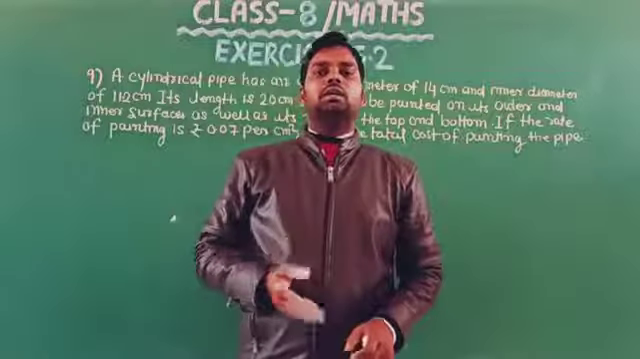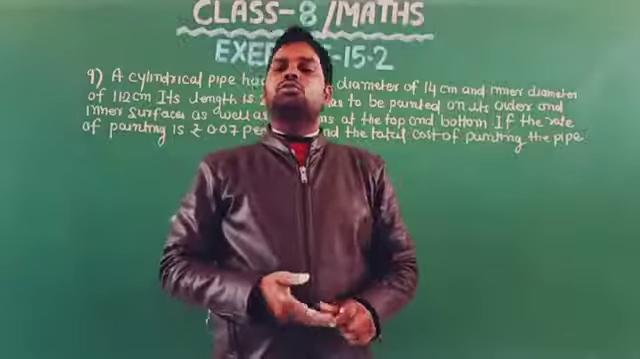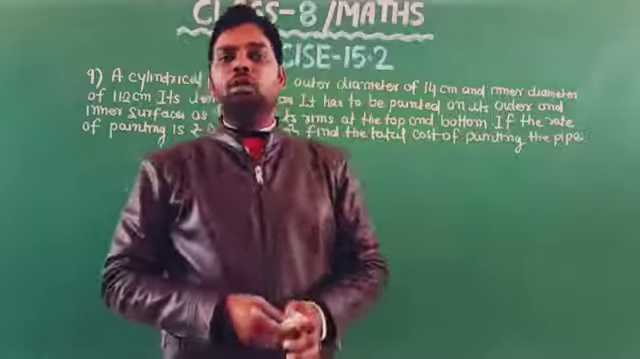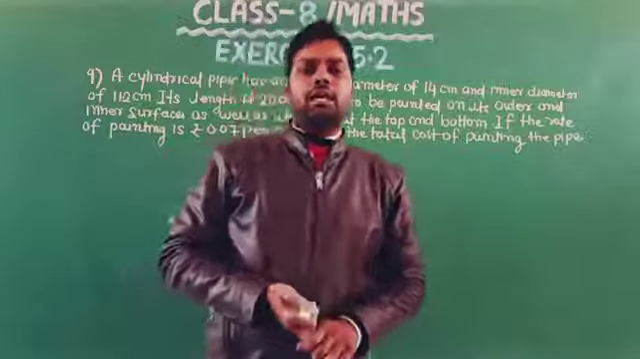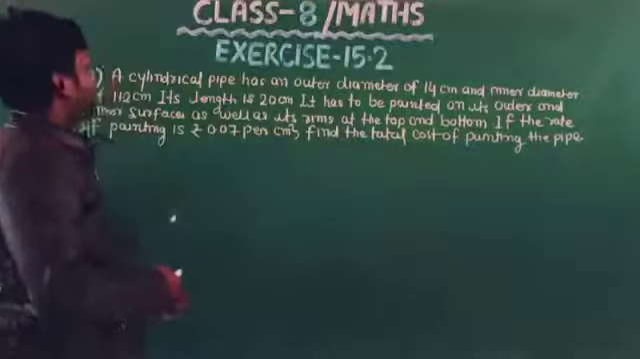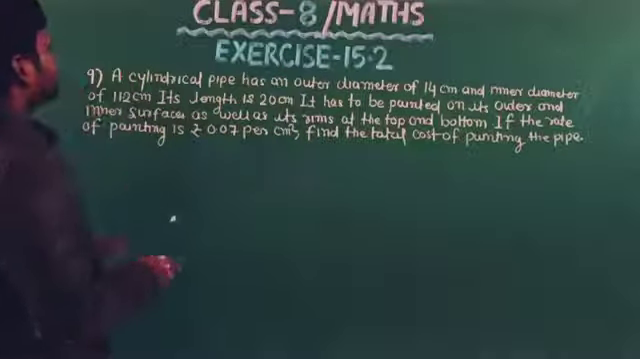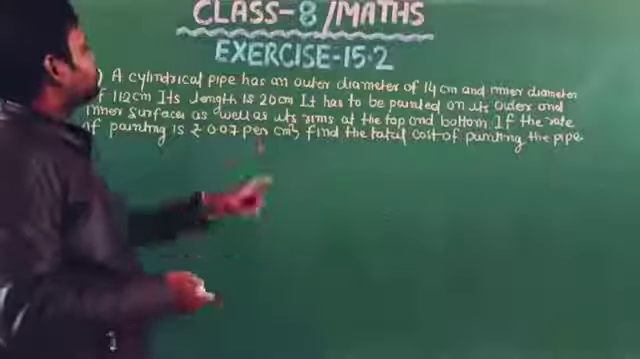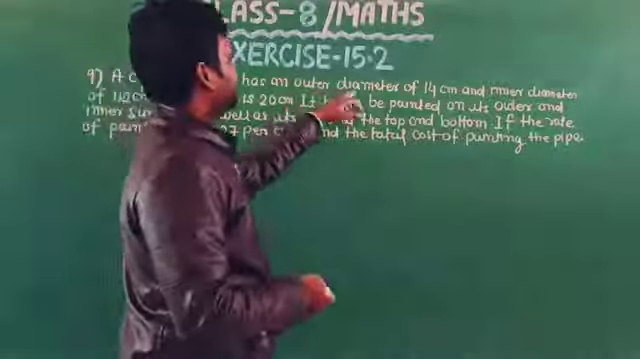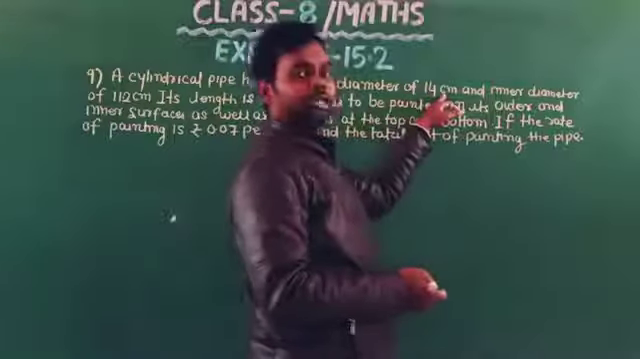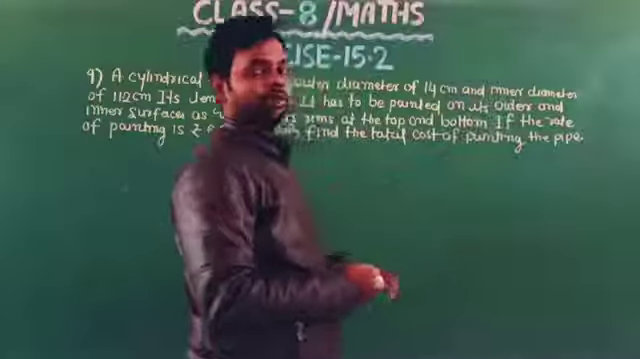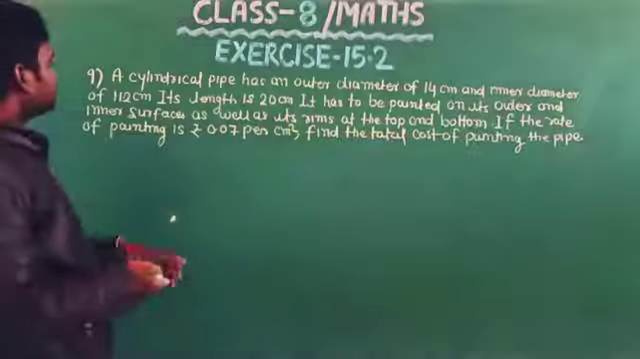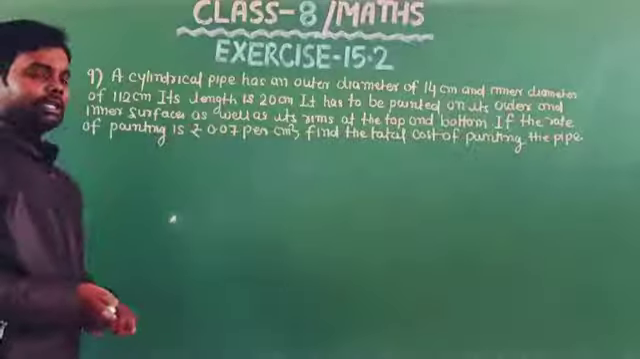Hello students, in this video you will see the solution of questions number 9 and 10 of exercise 15.2, volume and surface area. Okay, so children, in question number 9 it has been said that a cylindrical pipe has an outer diameter of 14 centimeter and inner diameter of 11.2 centimeter. Its length is 20 centimeter.